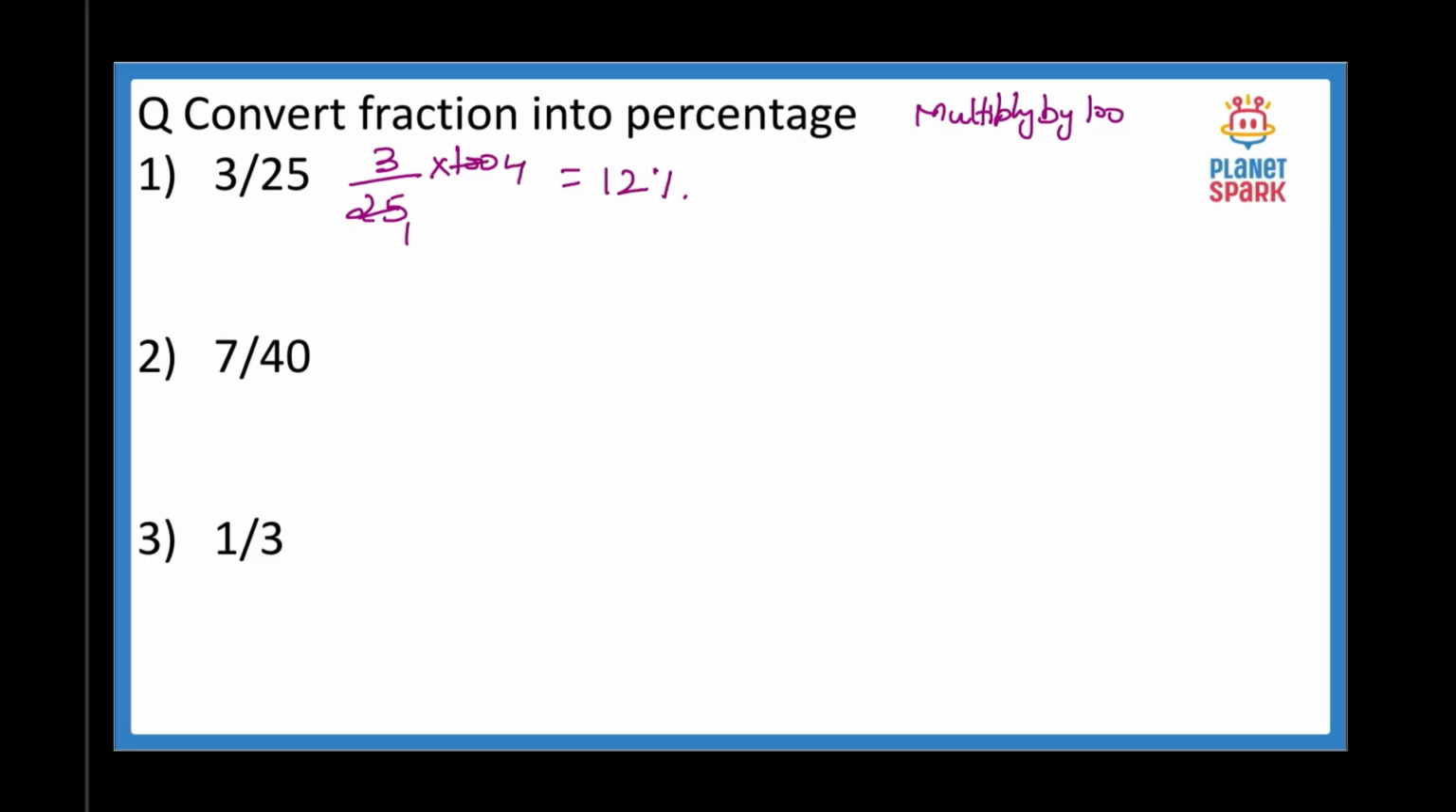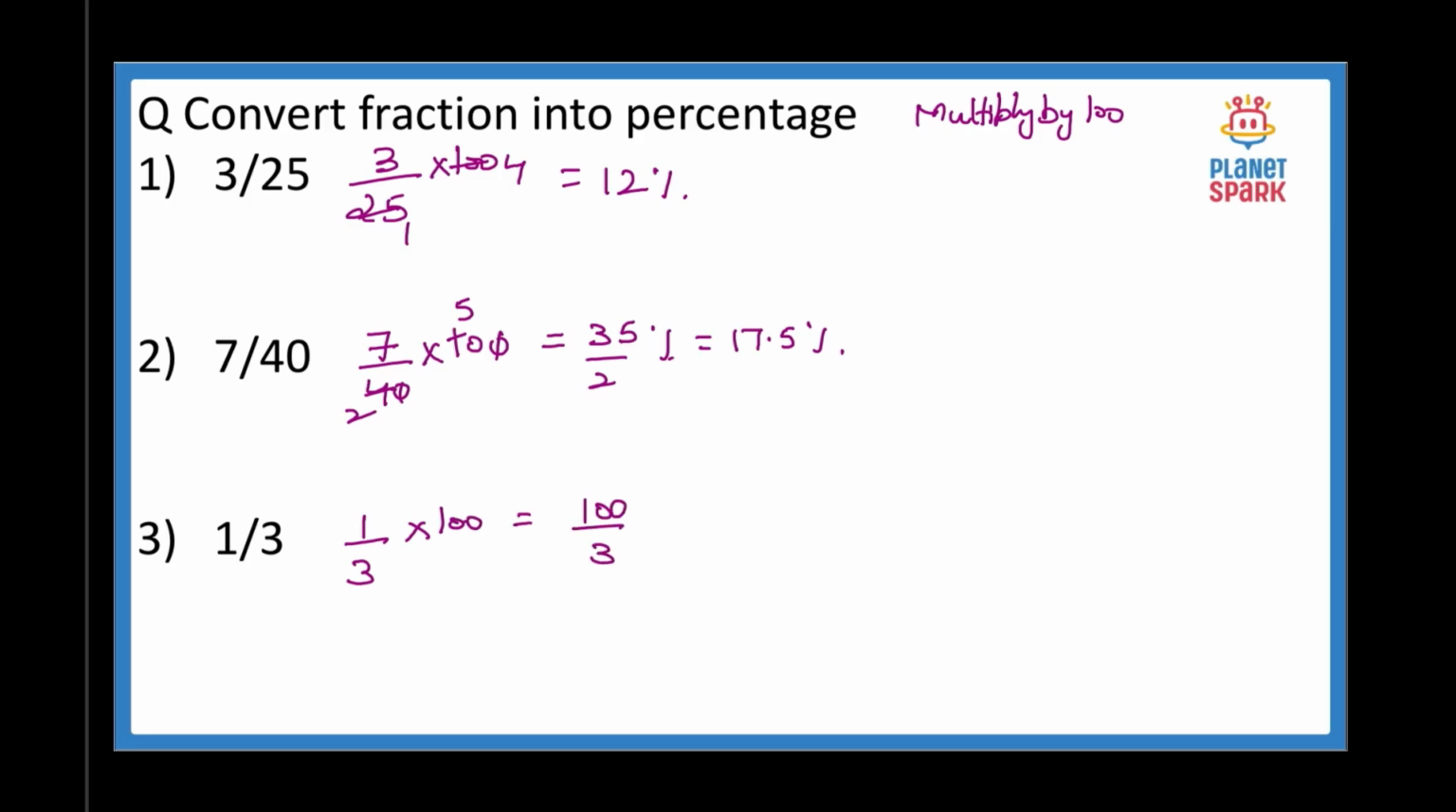Again, 7 upon 40, to convert it into percentage, we'll multiply by 100. So on simplifying, we get 7 upon 40 into 100, the zeros get cancelled. Further, after cancellation, I get 35 upon 2. 35 upon 2 is 17.5%. Converting fraction to percentage, we are multiplying by 100. So 1 upon 3 into 100 is going to give us 100 upon 3. 100 upon 3 is again an improper fraction. Converting into mixed fraction, we get 33 and 1 by 3%.